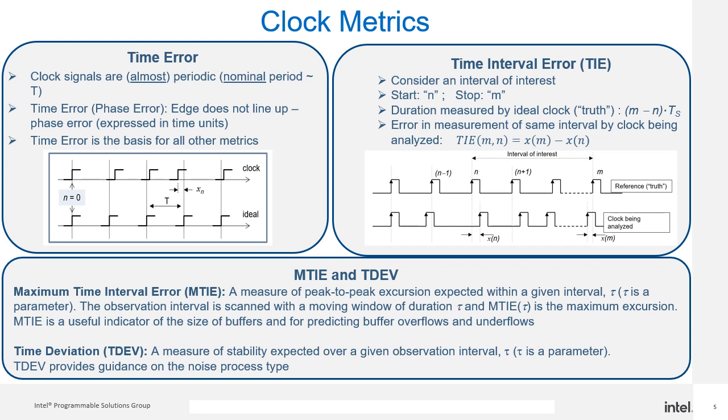Time interval error is an extension, and that is when we are looking at two clocks which are measuring the duration of an interval of interest. So the error in the, or the difference in the duration measurement is the time interval error. The two metrics that we'll talk about, and there's another section on clock metrics coming up, but the two major metrics we look at are MTIE and TDEV. MTIE is a measure of maximum error, whereas TDEV, or time deviation, is more a measure of stability in terms of like a standard deviation.